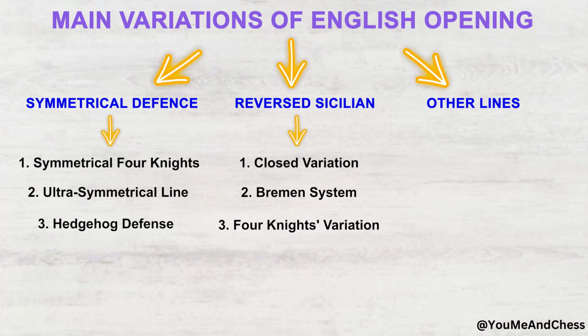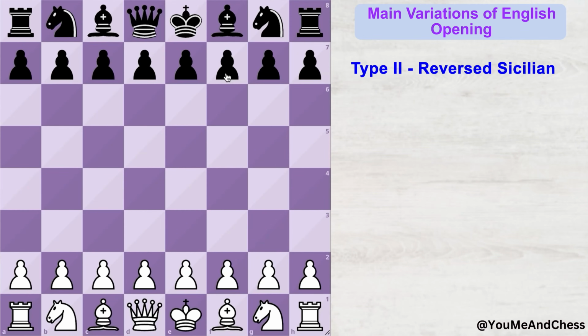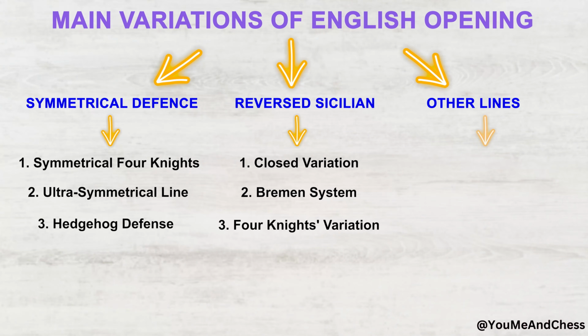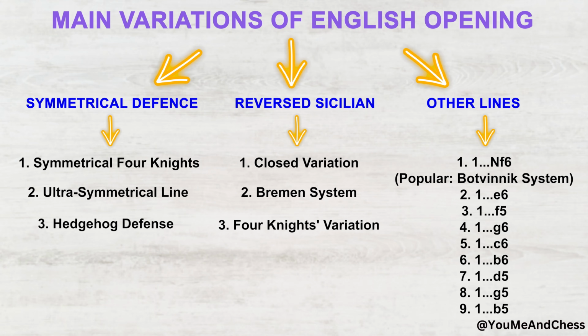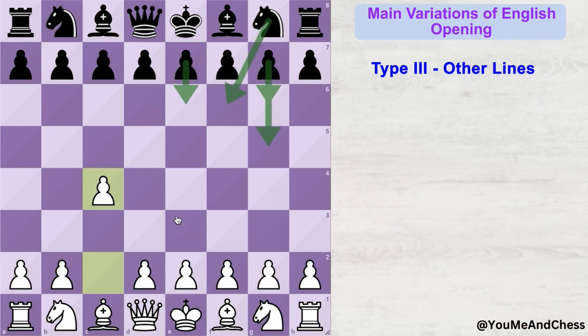Now let's look at the final variation of the English opening, and that is other lines. As it goes by the name, after c4, any other move by black, for example e6, g6, g5, knight f6, and all the other moves go into the other lines category. And among all those, the most popular is the knight f6 move.